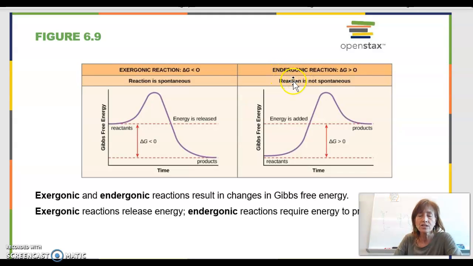Now, a measure of that is the Gibbs free energy equation. If we see what these values are for Gibbs, then we can know whether this would have been a spontaneous or a non-spontaneous reaction.